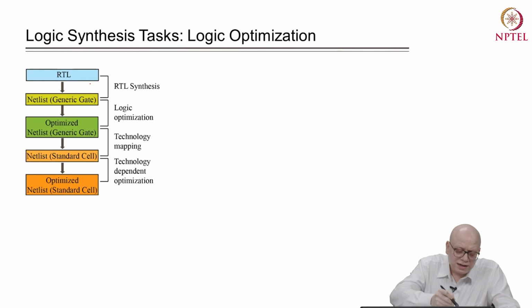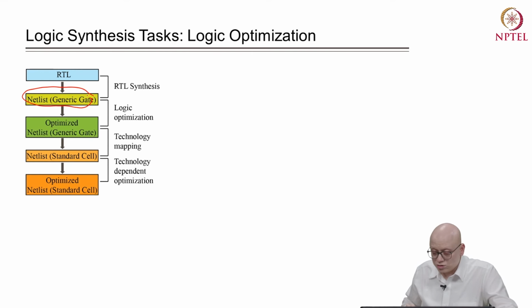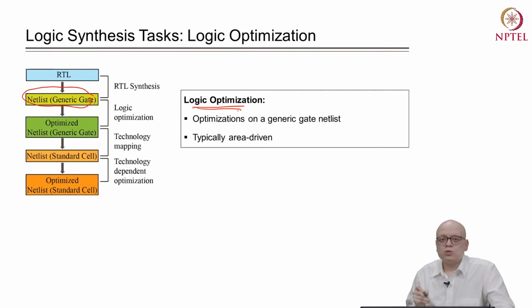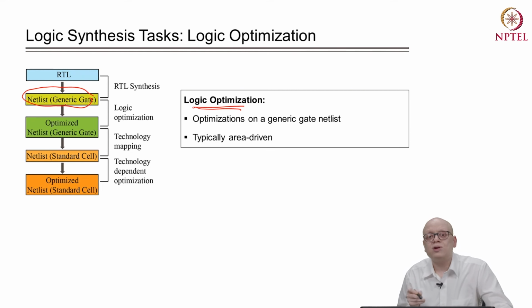Then once we have a netlist in terms of generic gates, the logic synthesis tool does an optimization of the logic gates. So, what does this logic optimization mean? It is basically trying to improve some PPA, and since the input that we have given at this stage is just in terms of generic gates, we cannot estimate timing, power and even area numbers very accurately. But we can estimate area in terms of the number of generic logic gates, and that can be used as an estimate for area.